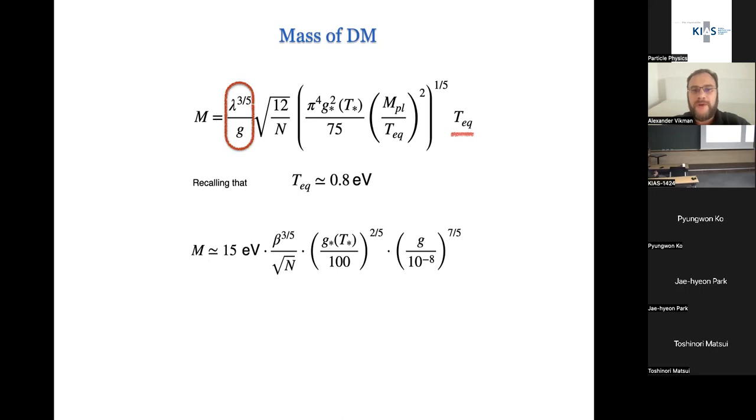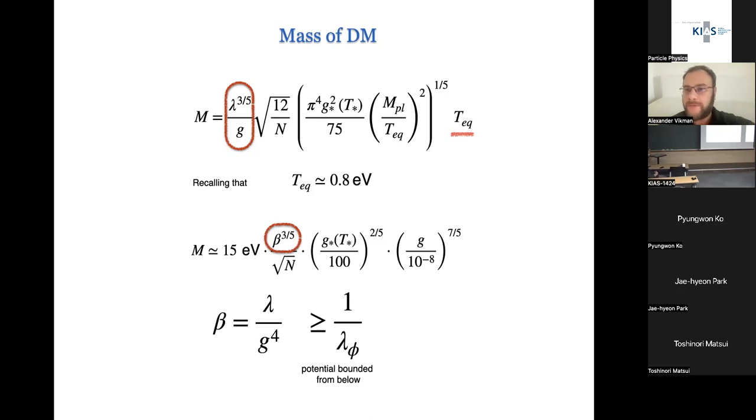This is the formula for the mass, it was so simple. It was 1 over g, and now you see the g power 7/5. So what's the deal? The deal is that we are interested, as you see from this normalization of g, in really small coupling constants, portal coupling constants. And beta is actually nothing else than lambda divided by g power 4. And why have we introduced this combination? It's because this beta should always be larger than 1 over lambda phi. So lambda phi is a self-coupling constant for this thermal degrees of freedom phi.